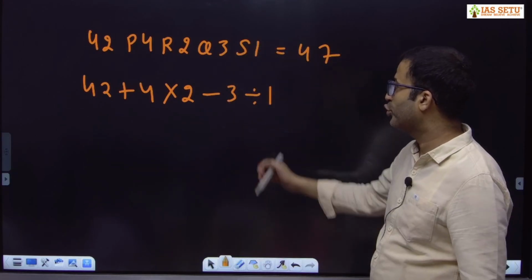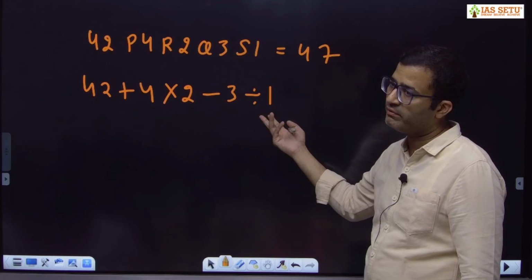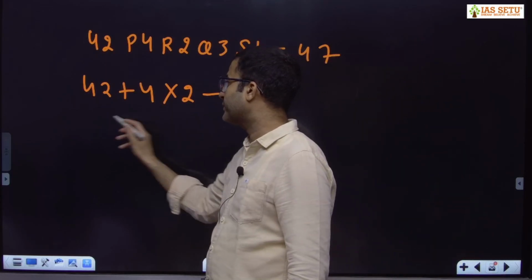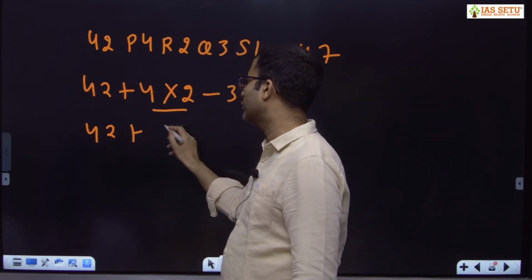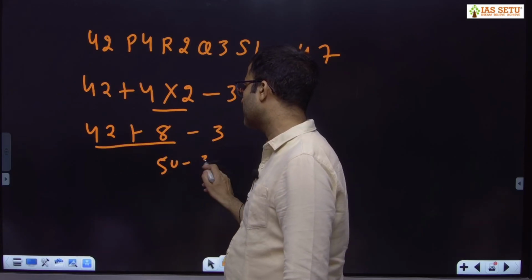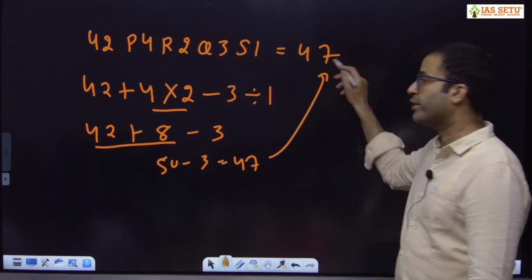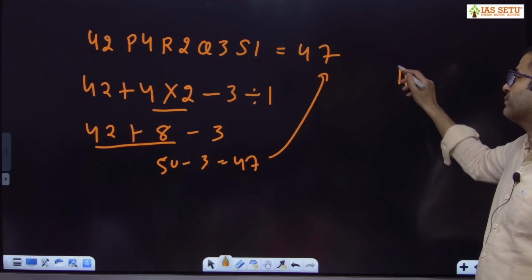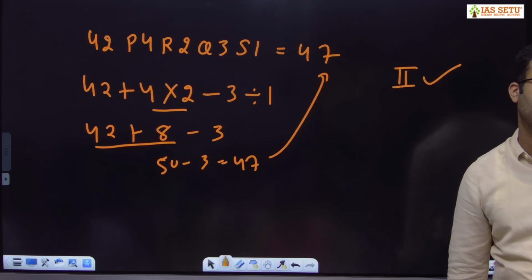So first you do division. What is minus 3 divided by 1? 3 only. Then multiplication. What is 4 into 2? 8. So 42 plus 8, 50 minus 3. We get 47. You get exactly the same value. So statement number 2 is correct. Statement 1 is wrong.